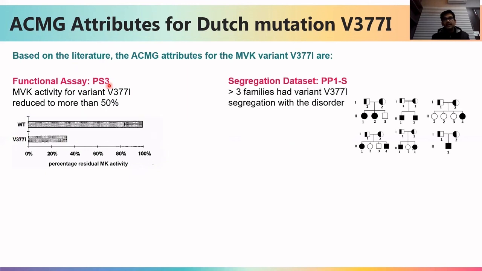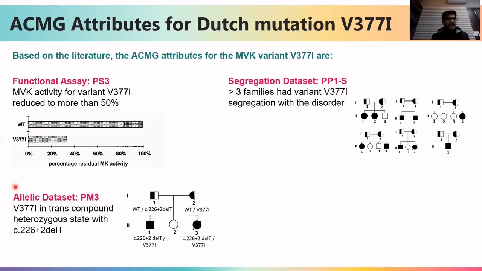Okay. Next, in the segregation data set, which is from our own study of 6 families and 10 patients, you can see that there are 3 families in which the variant has segregated with the disorder. The same variant which is present in the mother and father has been segregated into the offspring in multiple cases. So there are 3 independent or unrelated families which have the same variant segregating with the disorder. In that scenario, you will mark it as PP1S.